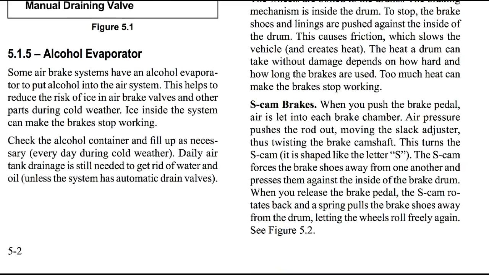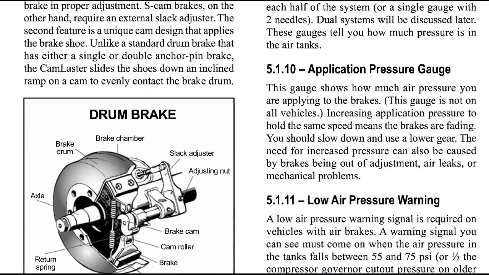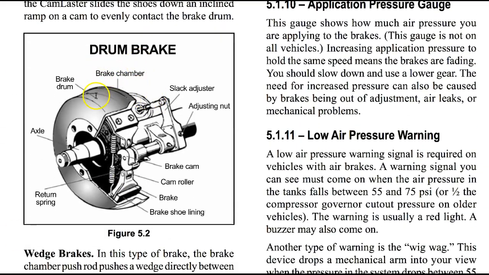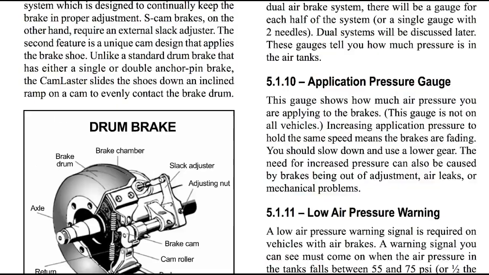S-cam brakes. When you push the brake pedal, air is let into each brake chamber. Air pressure pushes the rod out, moving the slack adjuster, thus twisting the brake camshaft. This turns the S-cam. It is shaped like a letter S. The S-cam forces the brake shoes away from one another and presses them against the inside of the brake drum. When you release the brake pedal, the S-cam rotates back and its spring pulls the brake shoes away from the drum, letting the wheels roll freely again. See this picture. Here's the drum brake, brake drum, brake chamber, and other parts of the brake system.